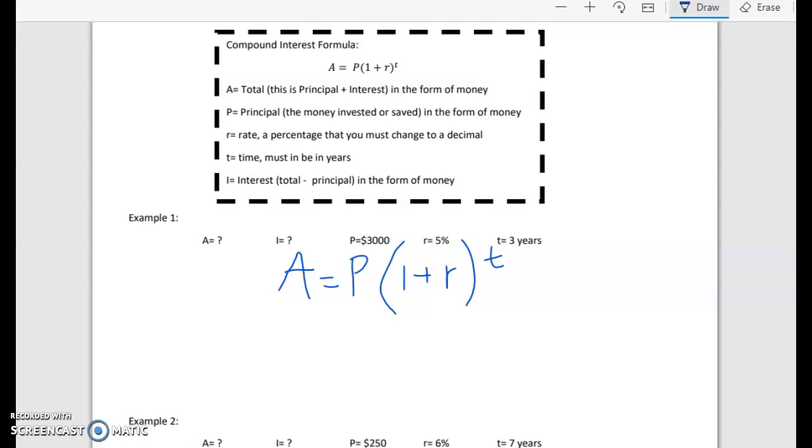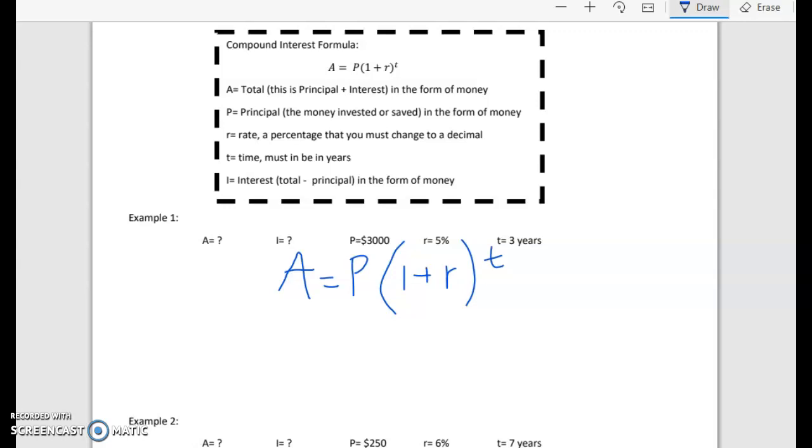And I, even though it's not in our formula, we're still going to figure it out. It's our interest, and we find this by doing total minus our principal. And it's in the form of money. If you think about it, you find out your total you're going to be paying back, then you take out the money that you'd borrowed, and that just leaves you with your interest.